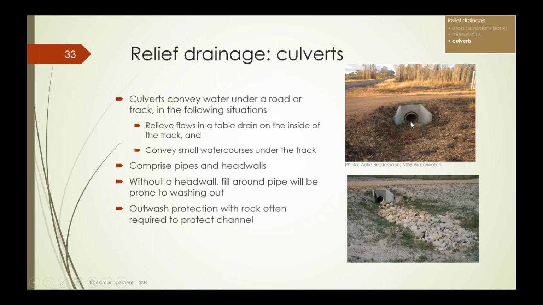Additionally, because the water is coming out of a concentrated flow, it's often worthwhile to put in protection. And you can see here we've got a rock apron protection of the culvert outlet to protect the drainage depression and to make sure it doesn't start washing out.